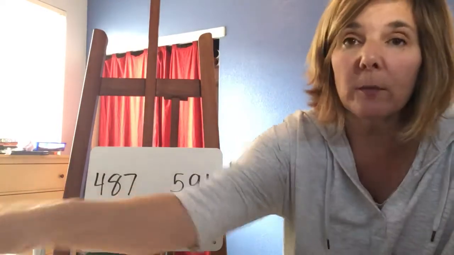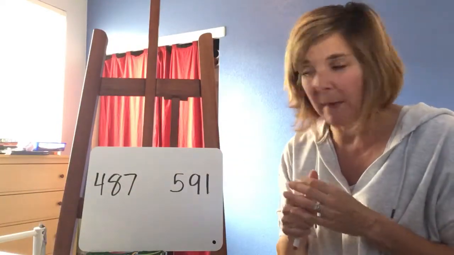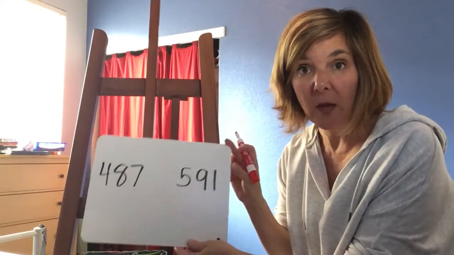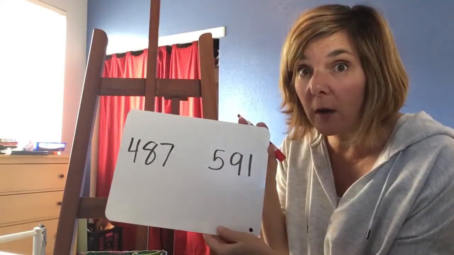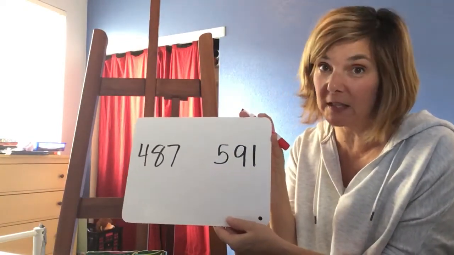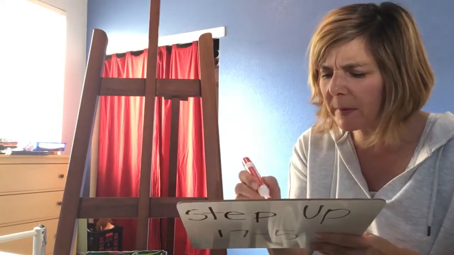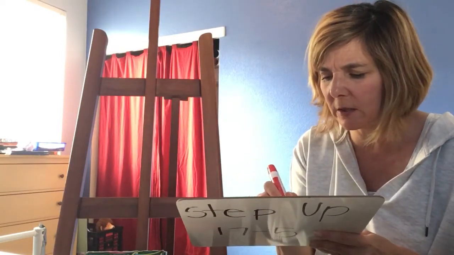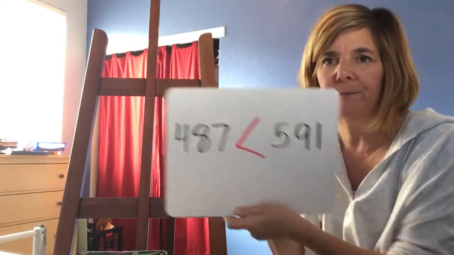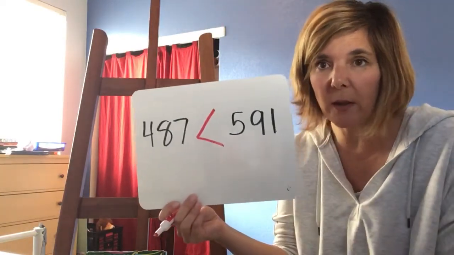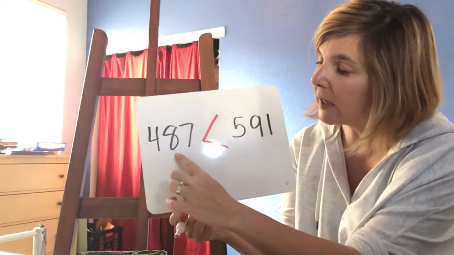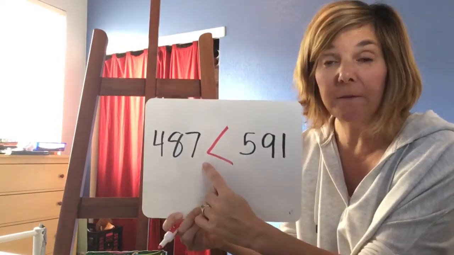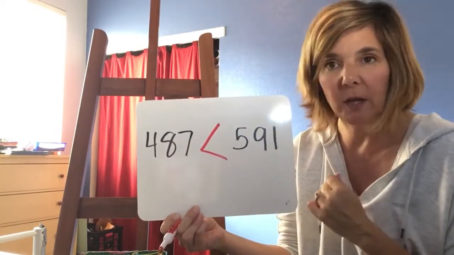All right, so let's put our math symbol on there. Which direction would the math symbol go? Okay, which number would the hungry crocodile eat? Well, he likes to eat the greater number. Let me put my symbol on and you check it and tell me if my symbol is right. Does that read the right way? 487 is less than, fewer than 591.